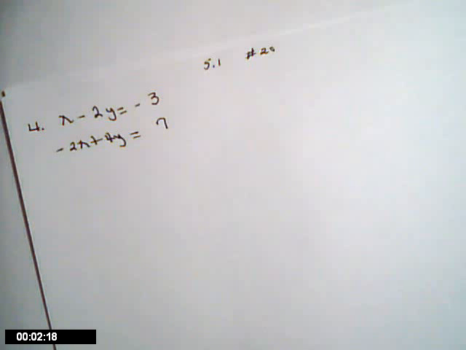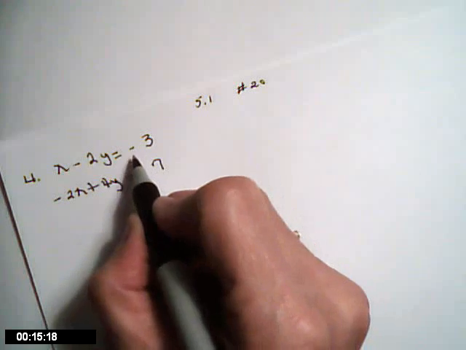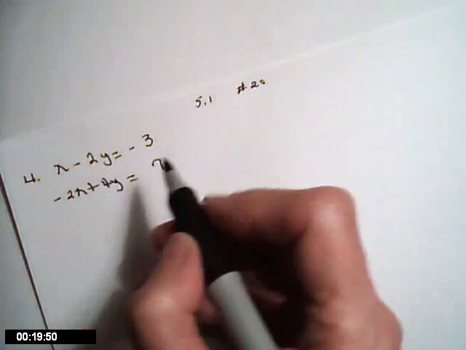This again is on section 5.1, homework assignment number 20. We're just going to work about 3 more problems. I just didn't want to rush through these. Again, we have 2 linear equations: x minus 2y equals negative 3, negative 2x plus 4y equals 7.